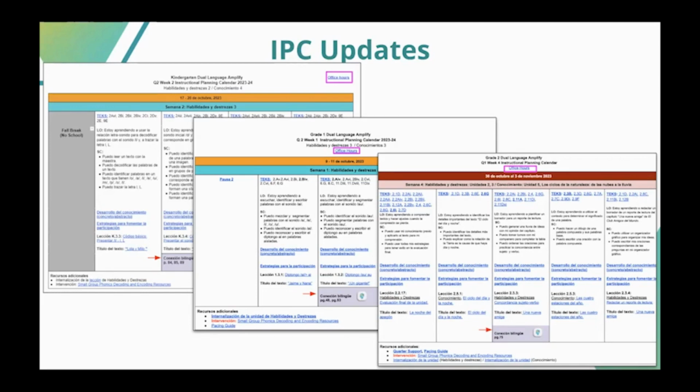We have several time blocks available for you in the morning and afternoon. But again, if something is not working with your schedule, you can always email us and definitely we'll try to work out a time that meets your needs and your schedule.